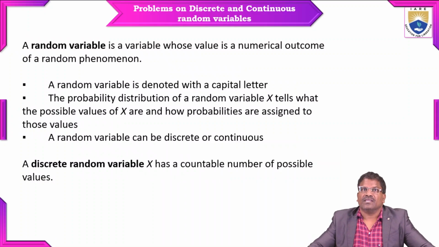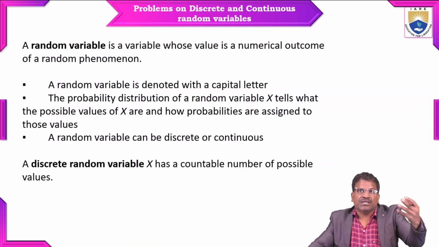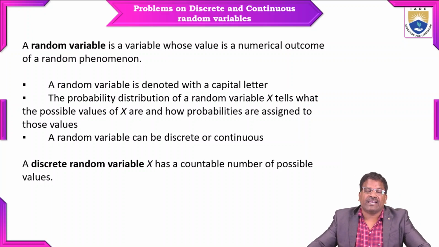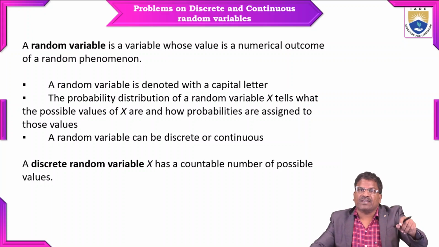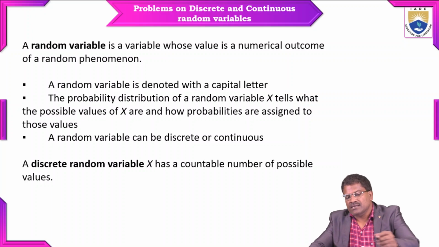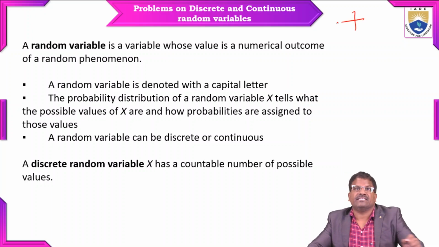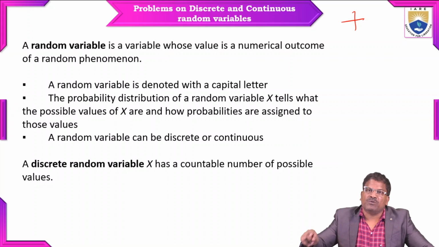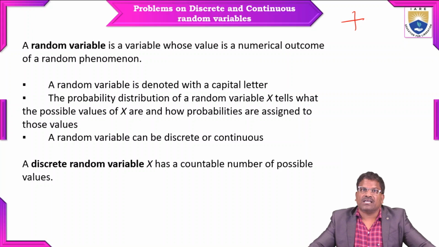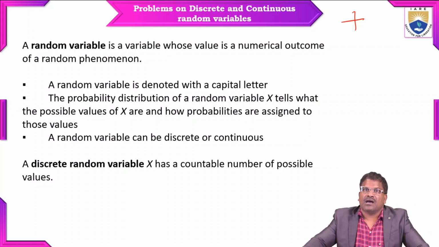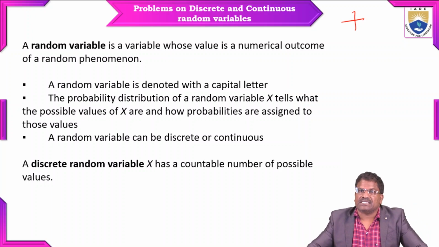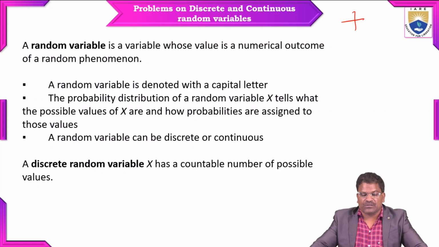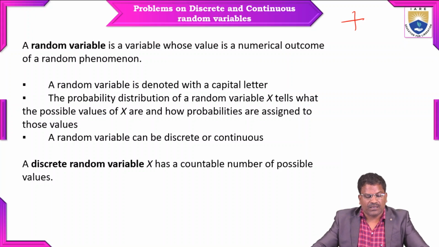Now let us see, a random variable is a variable whose value is a numerical outcome of a random phenomenon. Earlier we have discussed, a random variable is denoted with a capital letter, like X. So the probability distribution of a random variable X tells what the possible values of X are and how probabilities are assigned to those values. This is very, very important.